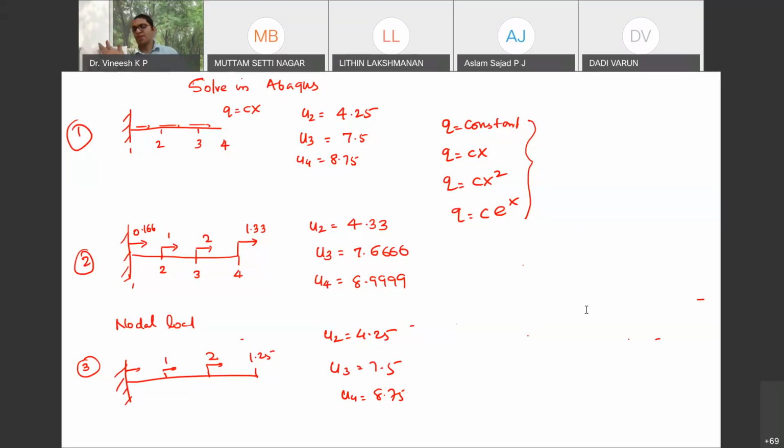Whether you do it with one element, whether you use q equal to a constant, q equal to cx, q equal to cx square, or q equal to some function of epsilon x, whatever variation you provide, you will have a different nodal load. Each case will have a different nodal load.